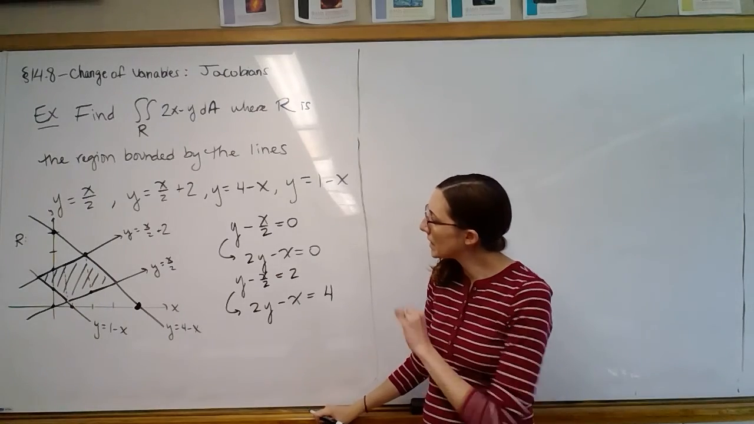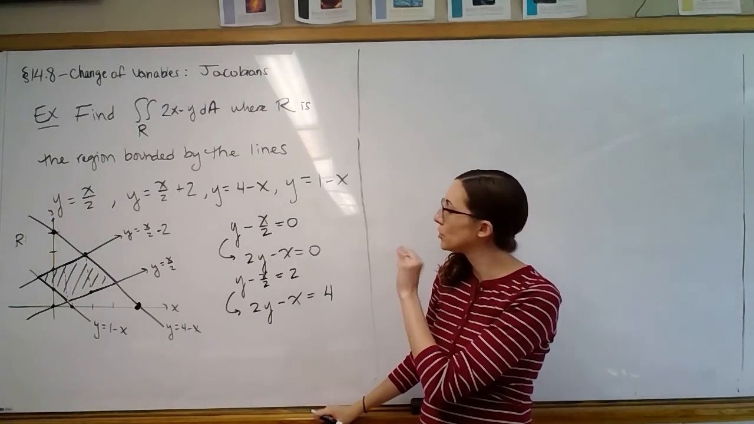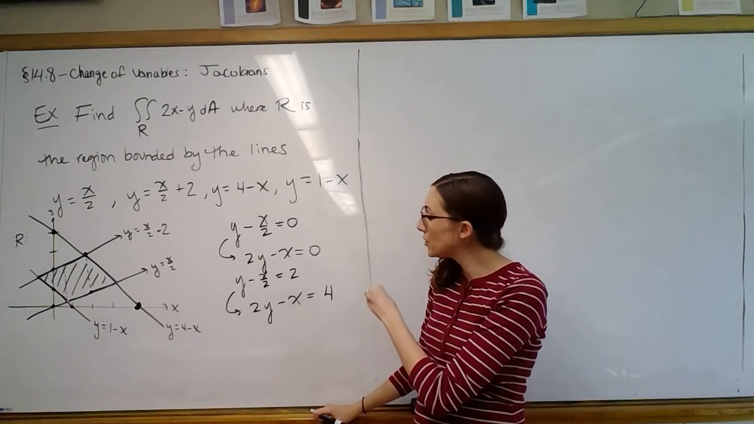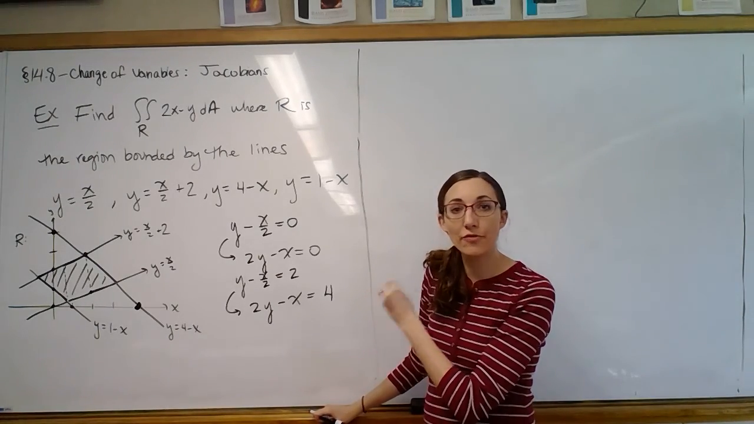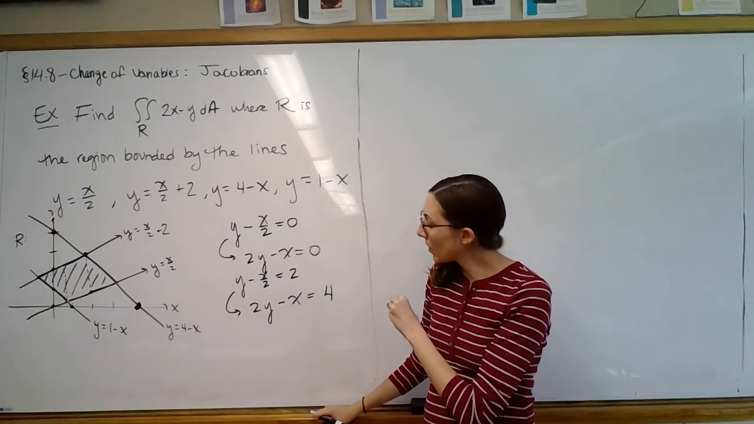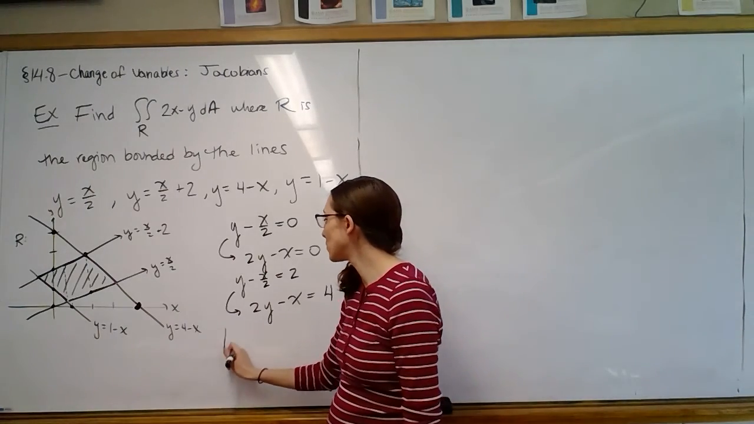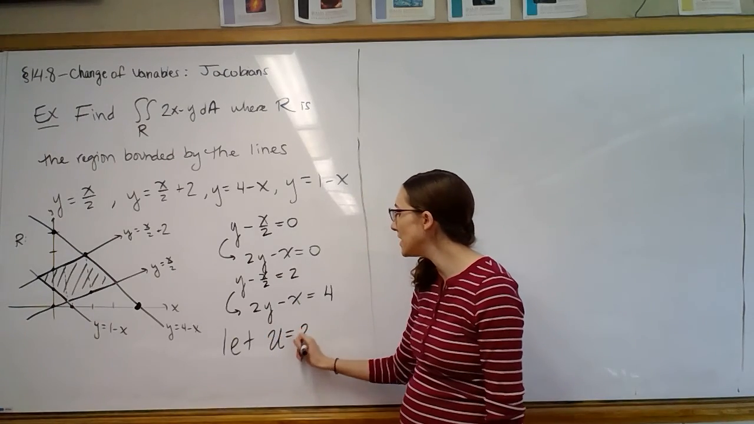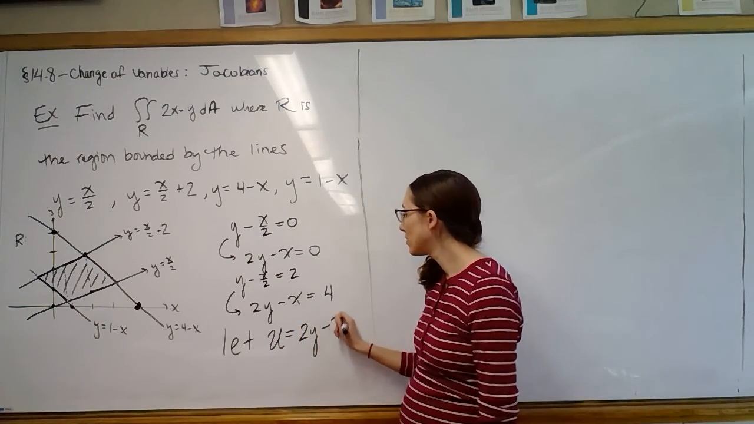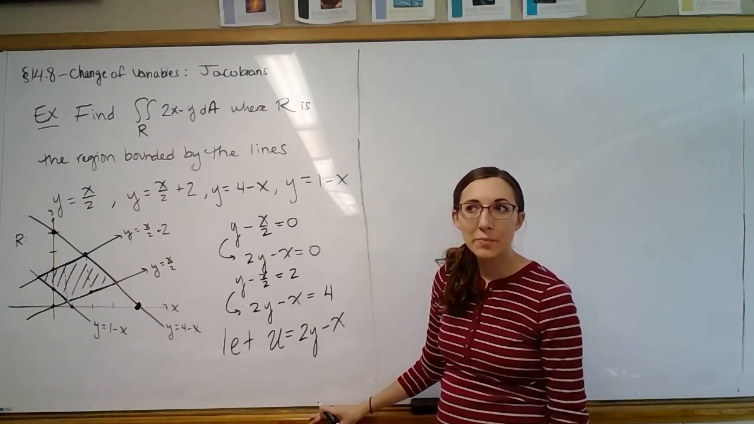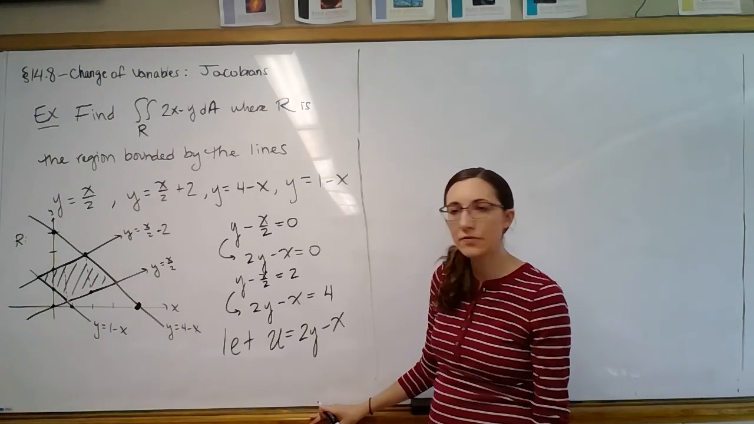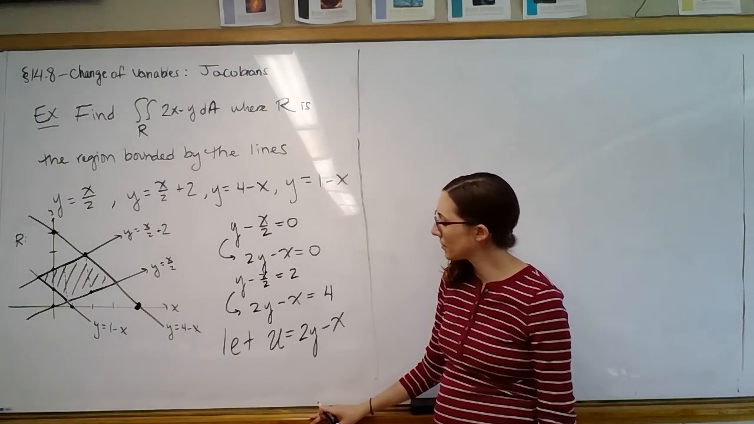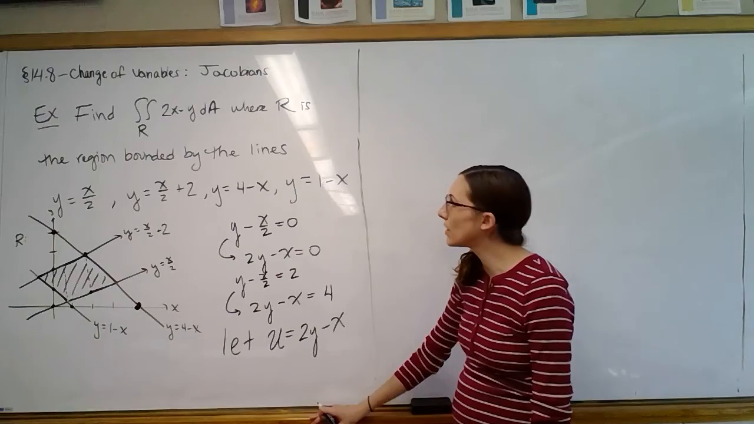Notice what we have then is this same expression showing up. 2y minus x goes to 0, and then 2y minus x goes to 4. So one of the things we could do is let a first variable u be 2y minus x, because then u just goes from 0 to 4. It's a simplified version of that expression. Let's see if that works with the other ones.